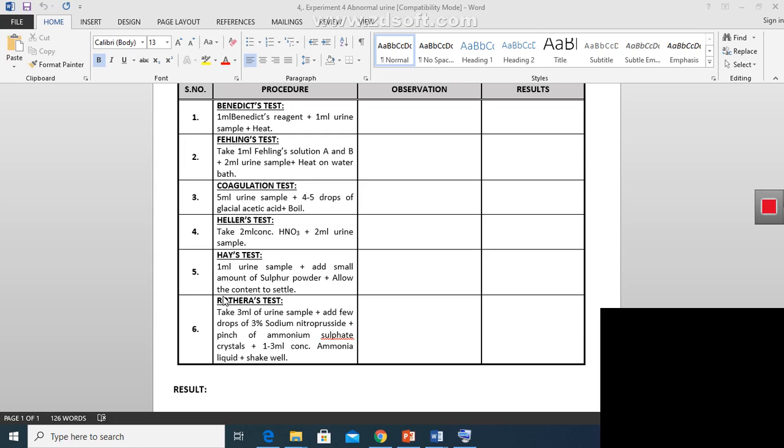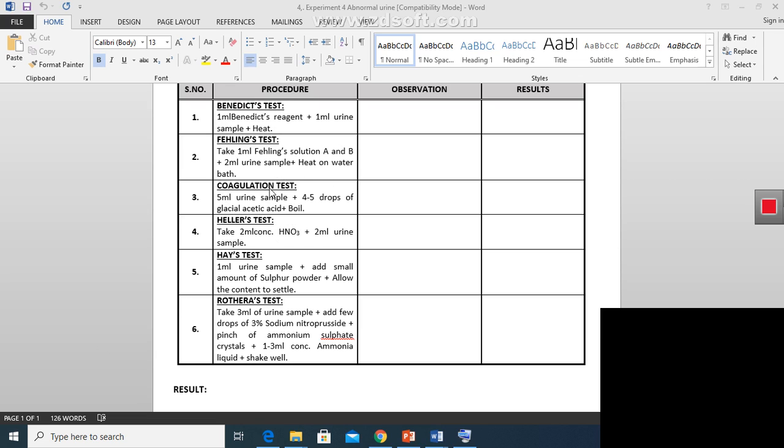Test number 3 is the coagulation test. As the name indicates, this is not the name of any scientist. Not every test is named after a scientist. Sometimes tests are named after the process that is going to take place during the experiment. For example, in the coagulation test, coagulation takes place. What is coagulation? Clumping.